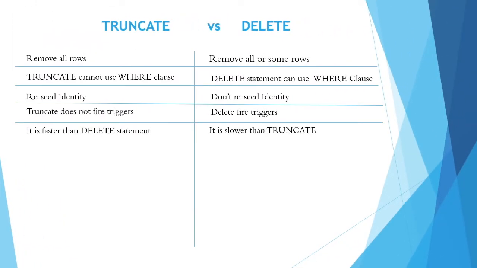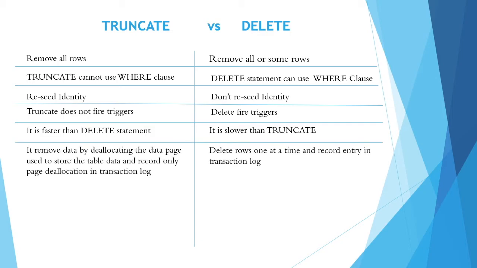Now another difference is that the truncate statement is always faster than the delete statement, and delete is always slower than truncate. Why is it so? Because the truncate statement removes the data by deallocating the data pages from the table instead of removing each row one by one. Whenever we create a table, that table is always associated with data pages, and the data pages contain all the rows of that table. So instead of removing each row one by one, truncate simply deallocates those data pages from the table, and so the table becomes blank. In contrast, delete is slower because it removes rows one at a time.